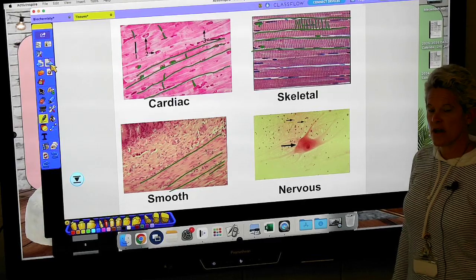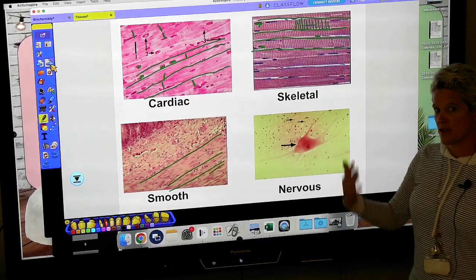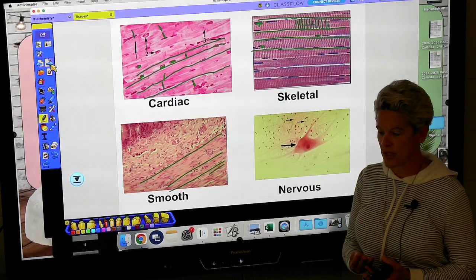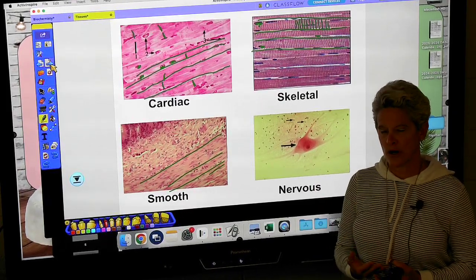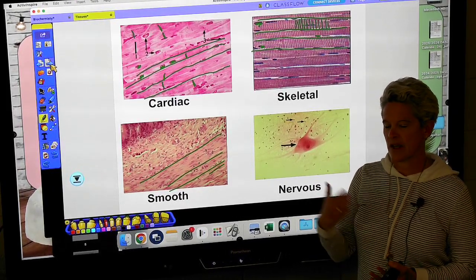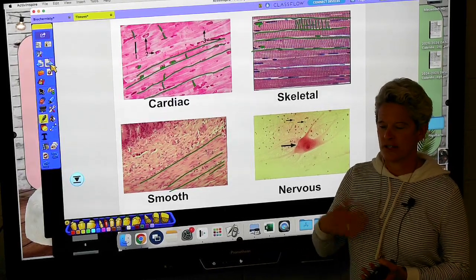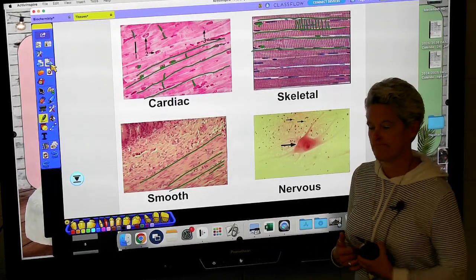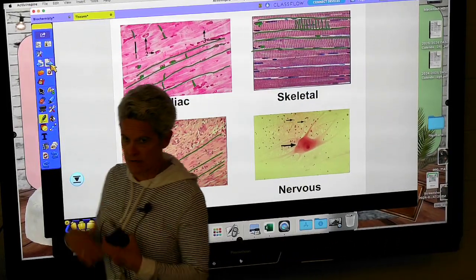So we'll go do the lab. When you're done with the lab, I have a tissues worksheet in the folder that I would like you to start working on. If you don't finish it, that's okay. We can finish it tomorrow, but just start working on that to review types of tissue. That's all I have, so you can go do the lab.